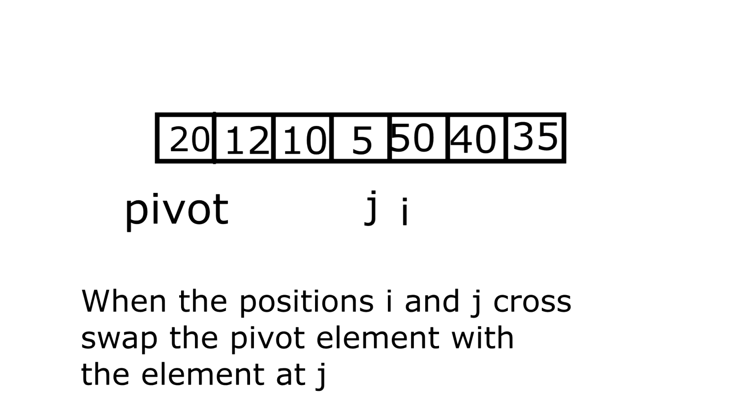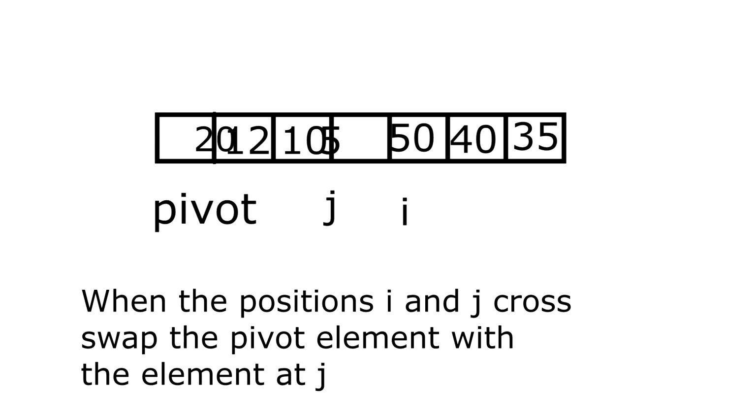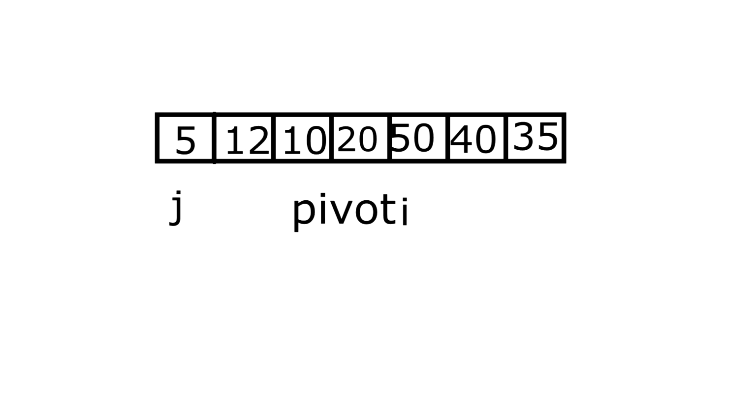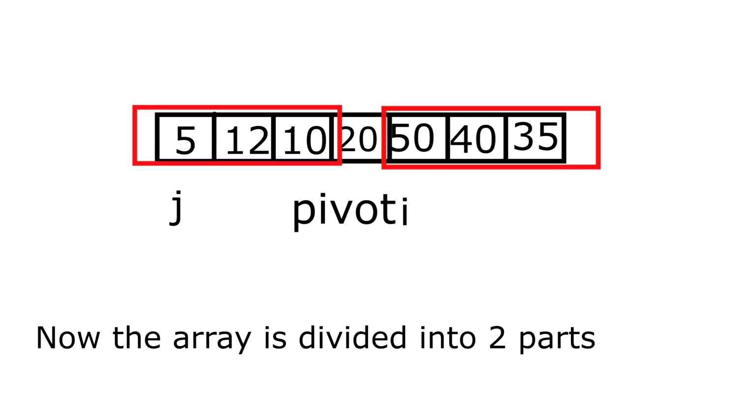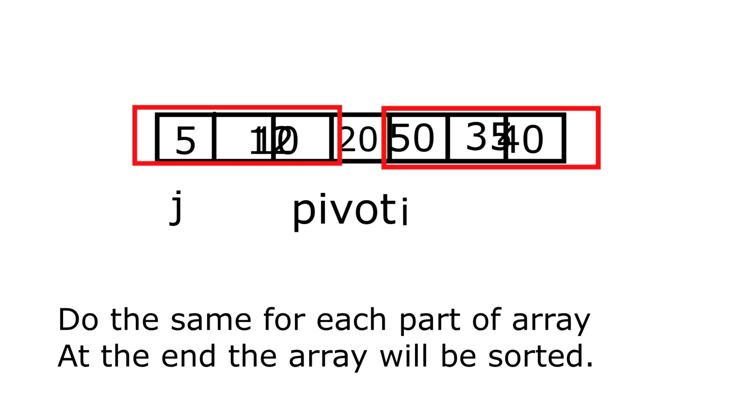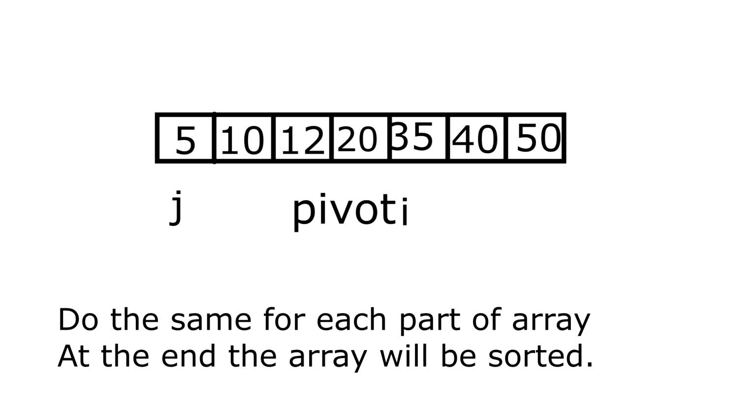When the positions i and j cross, swap the pivot element with the element at j. This is pass 1. Now the array is divided into two parts. Do the same for each part of array. At the end the array will be sorted.